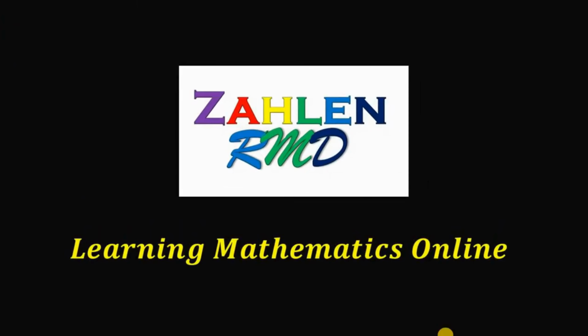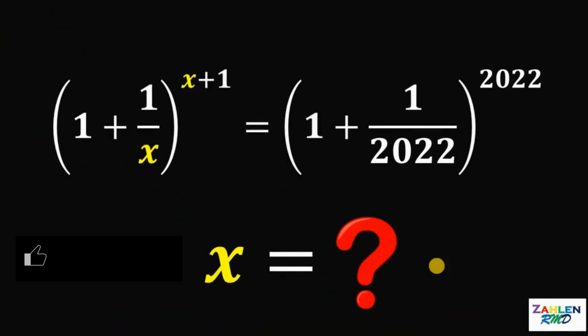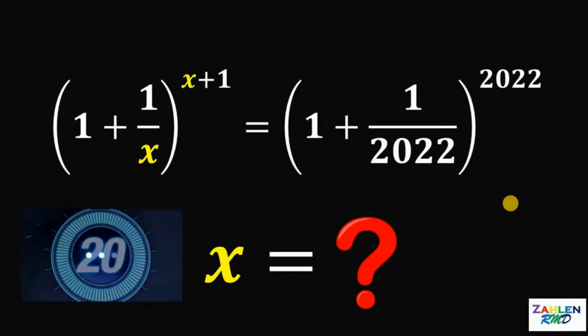And here's our question. Solve for the value of x given this equation: (1 + 1/x)^(x+1) = (1 + 1/2022)^2022. Now, if you want to try this problem, just pause this video. We have 20 seconds and the timer starts now.